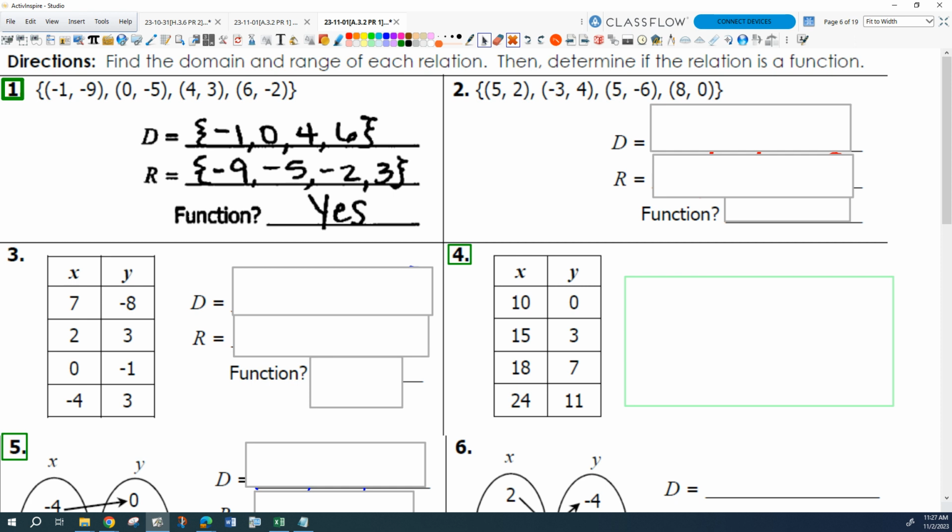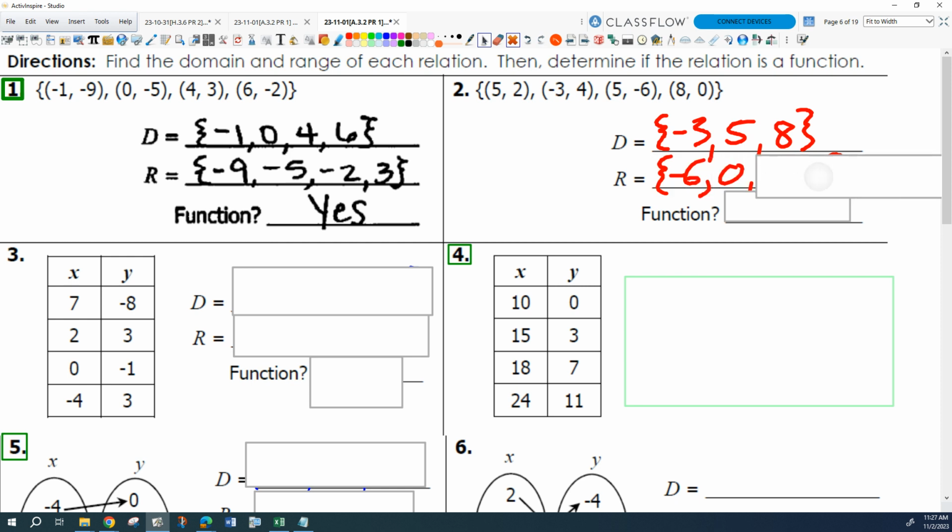Okay, how about this one? Domain? 8. That's it. Okay, right? How about the range? -6, 0 to 4. There we go. Okay. Thumbs up or down? Good. No dice, right? And the reason we have an issue is right here. We get the input 5 gives us two different outputs. You guys probably could have told me, even just looking at those sets, there was going to be an issue.